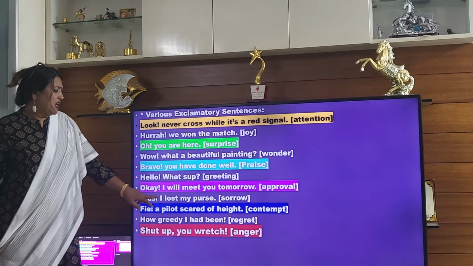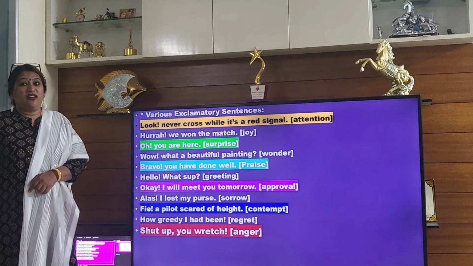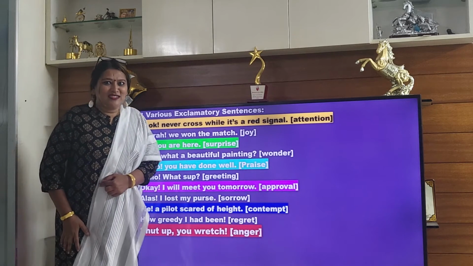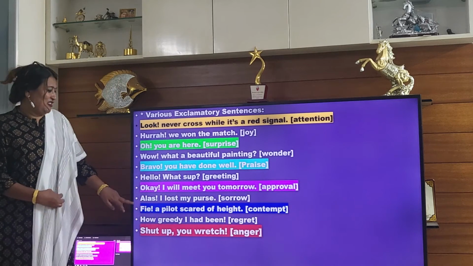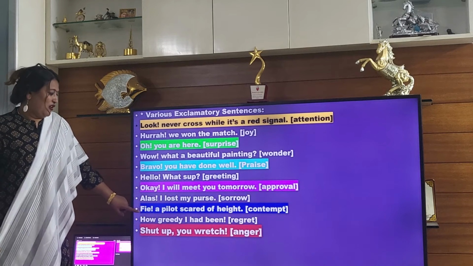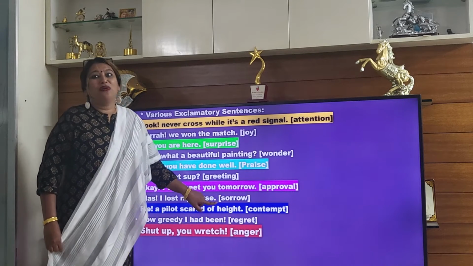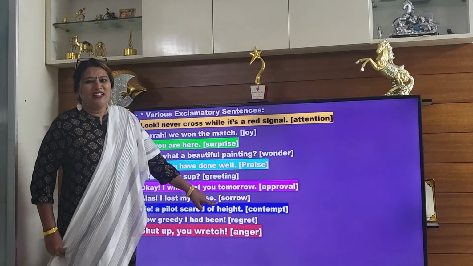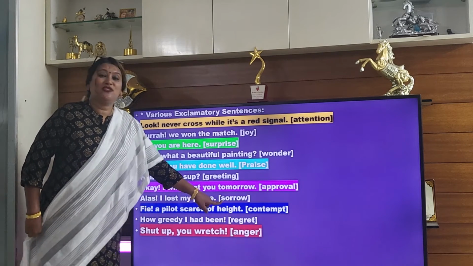"Alas, I lost my purse. Oh no, I lost my purse. I forgot it in the library. I forgot it in the restaurant while paying the bill at the desk itself." You feel you have lost something, so you express sorrow. Will that make you feel happy? "Wow, good that I lost it"? No, that's going to make you annoyed. So that's a sorrow feeling.